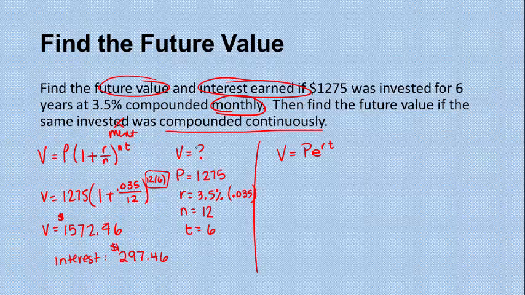continuously. So all of my information is exactly the same. I don't have to find it again. I just have to insert it correctly. So in this case, we're using V equals PE to the RT. So I have the present value of 1275. E is the variable, and my exponent is 0.035 times 6 for my 6 years. Again, make sure that as you're entering this, be careful with the exponent, that you've actually made it the entire exponent.